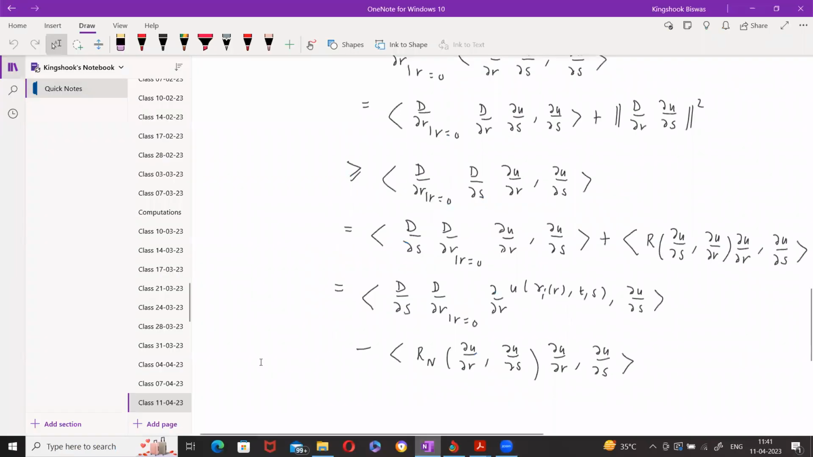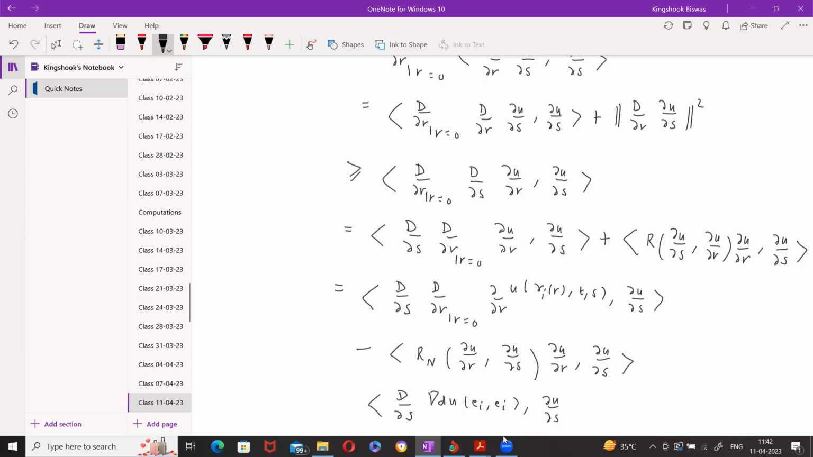Okay, so we were doing this calculation. So what can we see? The first term becomes d del s of nabla du of ei, right? Inner product with del u del s, right?